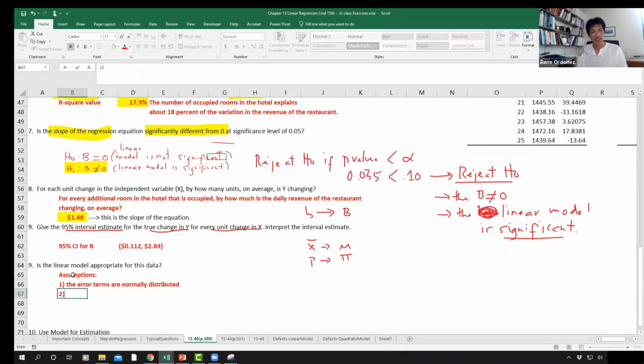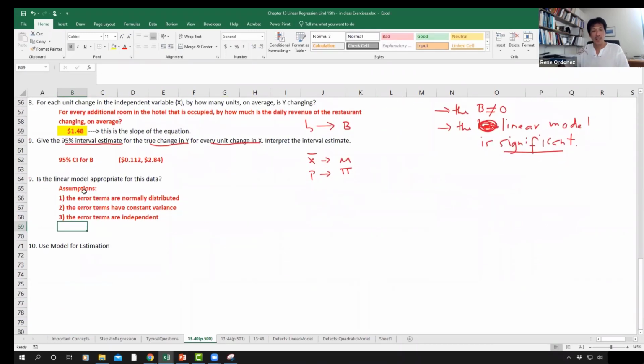Two, that the error terms have constant variance. And three, that the error terms are independent. Okay? Let me explain each one.